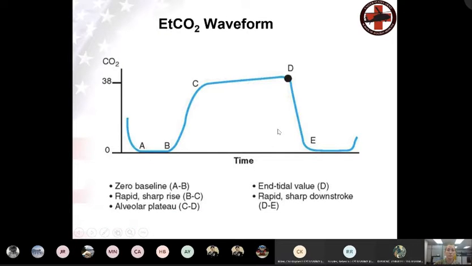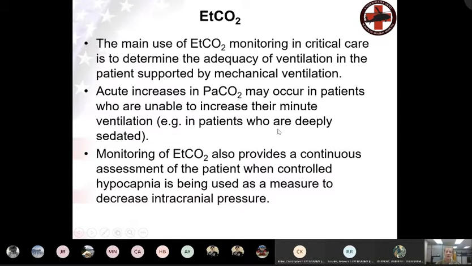Now, the main use of end-tidal CO2 monitoring in critical care is to determine the adequacy of ventilation in the patient supported by ventilation. Captain Battles, can you give me another example of when end-tidal CO2 is potentially used?